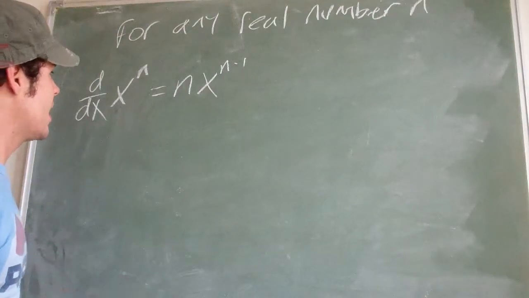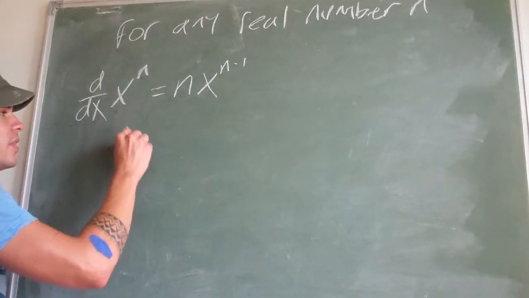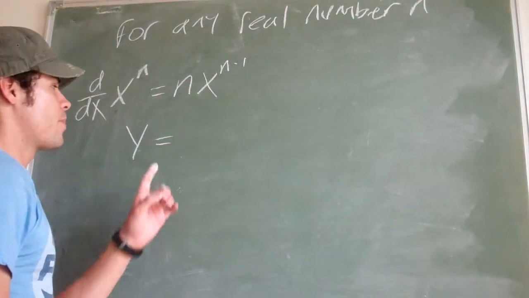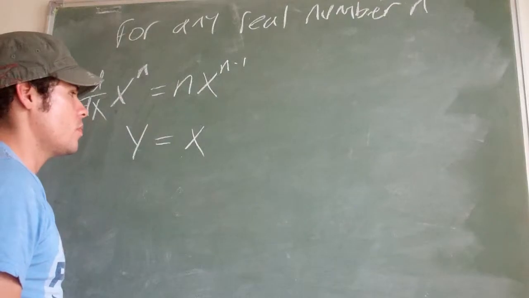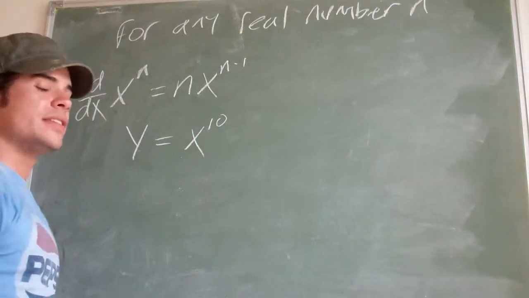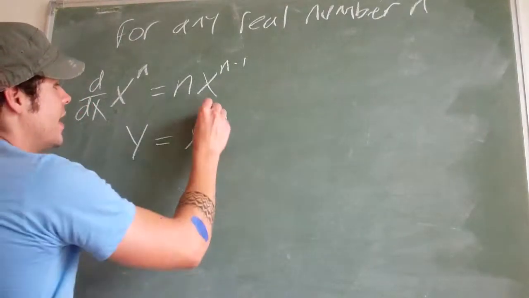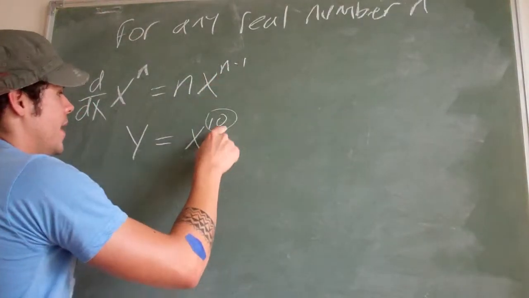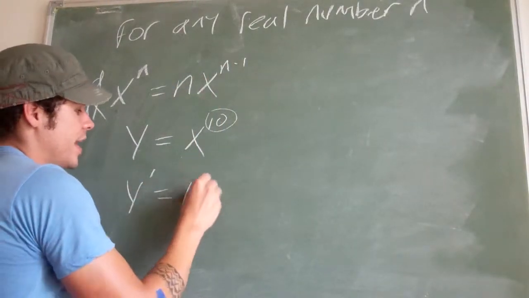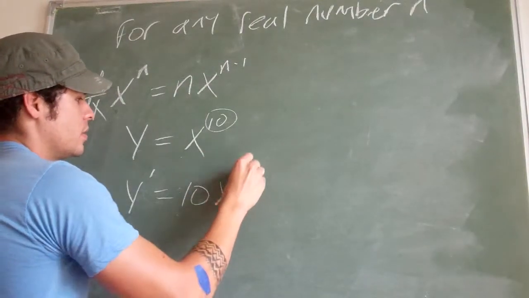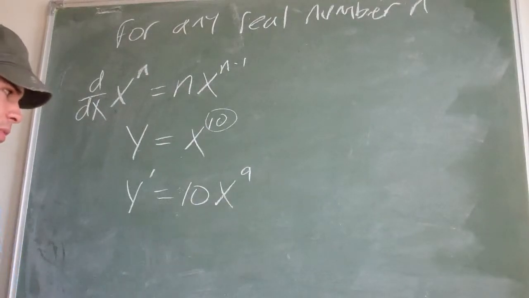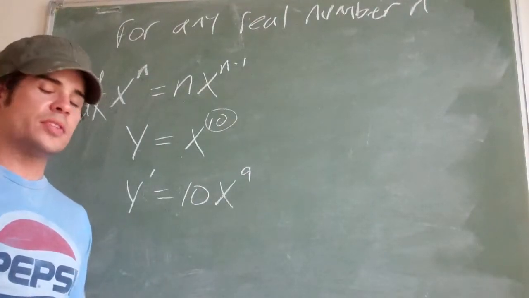But I'm going to make it look even nicer. If I have a function, we can call it whatever we want, in this case y. If I have x to the 10th power, I'm going to treat the 10 like that n right here, and I'm going to bring it down. So y prime is equal to 10x to the 9th. And that's our derivative.